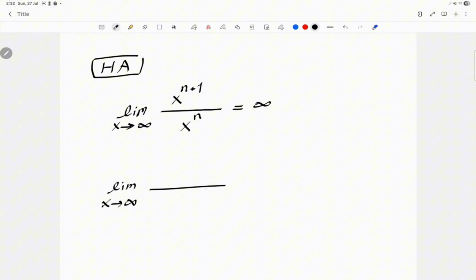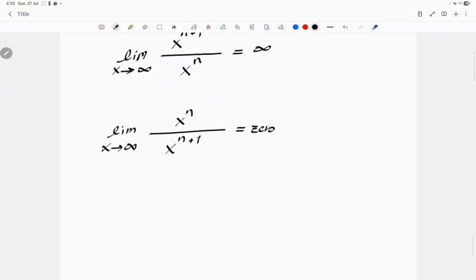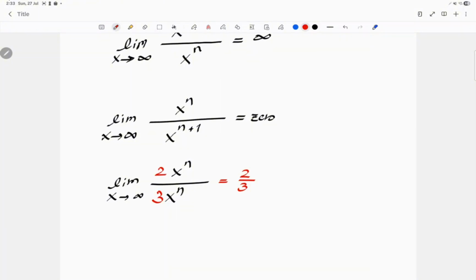What if the bigger power is in the bottom? You get 0. What if they have the same exact powers, but they have coefficients, maybe 2 and 3? You just have 2 over 3. Okay? 3 rules for the horizontal asymptote whenever x approaches infinity. Let's do an example here.